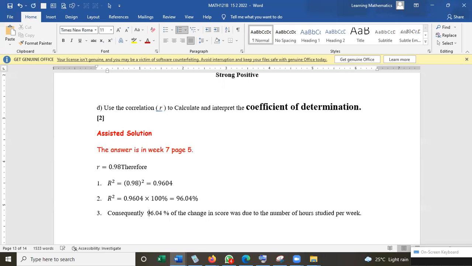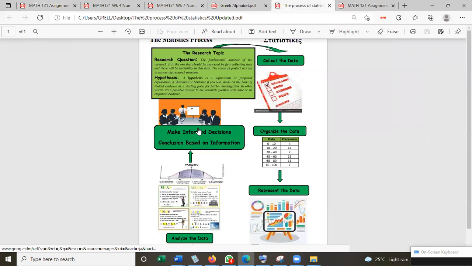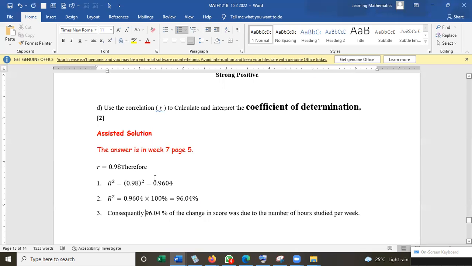You can document this in your research project. Remember, that's what we are doing in your research project. You can talk about that figure and make certain decisions and conclusions. That's how you calculate the coefficient of determination. Just square the correlation, and to convert it to a percentage, multiply by 100%. The interpretation: 96.04% of the change in the dependent variable, which is score, was due to the independent variable, which is hours of study per week. So apply that to your example.